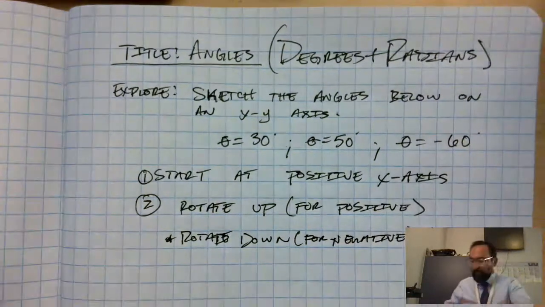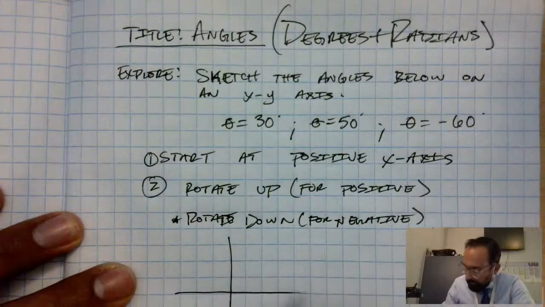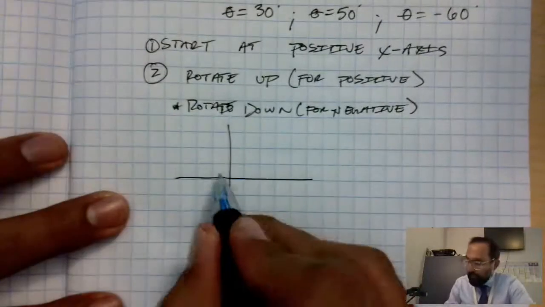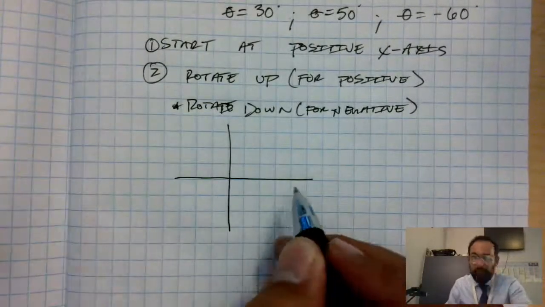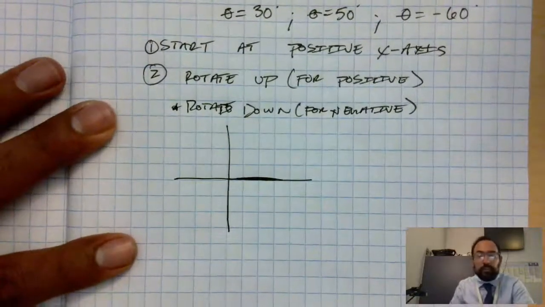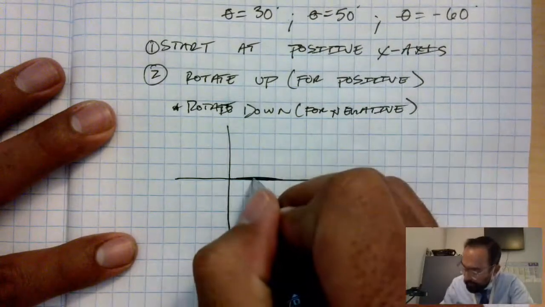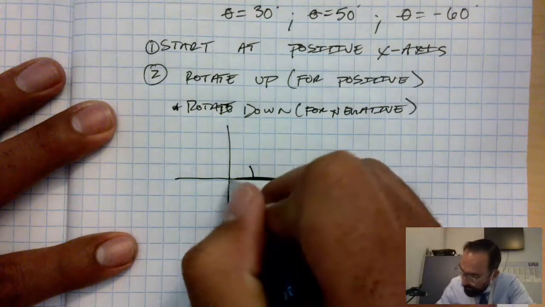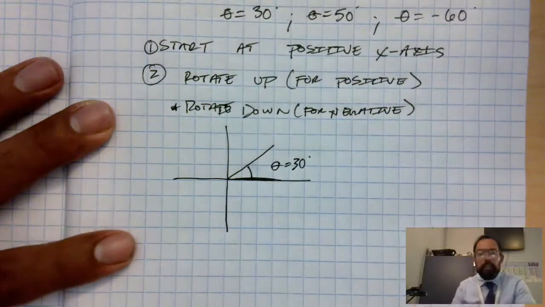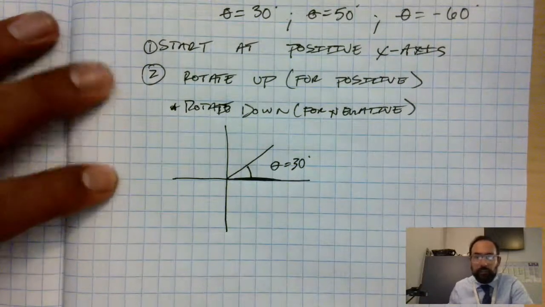For example, if I wanted to sketch 30 degrees, I would start with my x-axis and ask, where's the positive x-axis? The positive x-axis is the right side. So I'm going to start here, and I'm going to put my initial side here, the starting point of my angle. Then I'm going to rotate 30 degrees up because it's a positive angle, right around there, and sketch my angle. That's my 30-degree angle. It might look a little bit larger than that, but again, these are just sketches. We're doing the best we can.